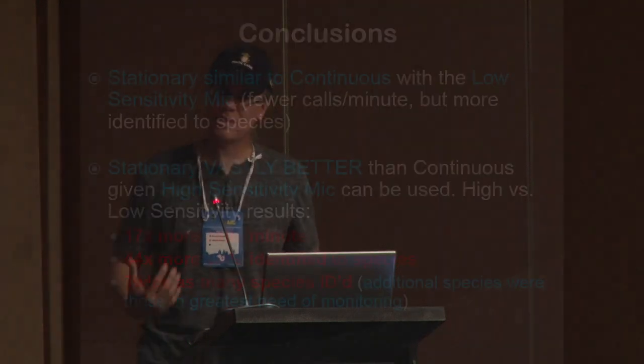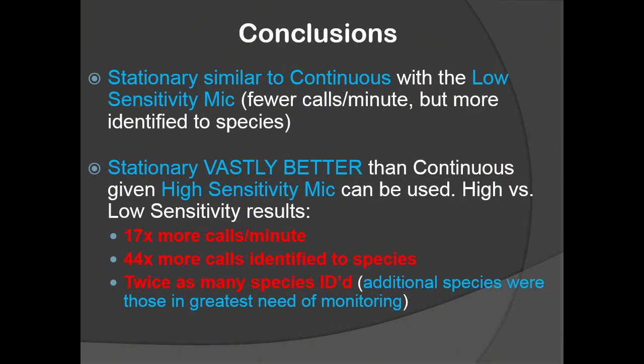So in conclusion, using the same microphone, we yielded roughly similar results between stationary and continuous. However, if these results hold up using different experimental techniques and different microphones, the ability to use higher sensitivity microphones at stationary sites versus continuous, and the vastly better results that we were able to obtain with that higher sensitivity microphone, suggests that stationary sampling along driving transects is preferable to continuous sampling.